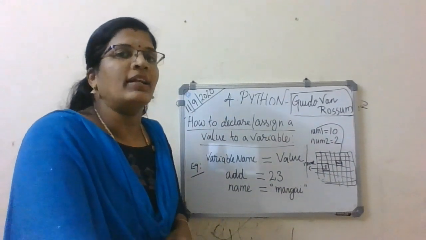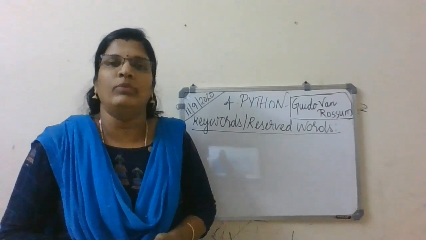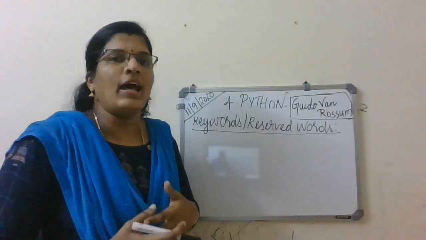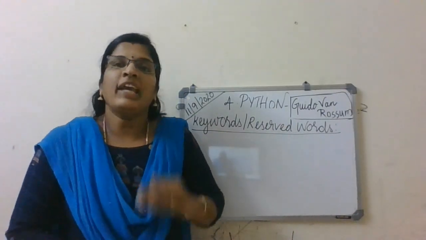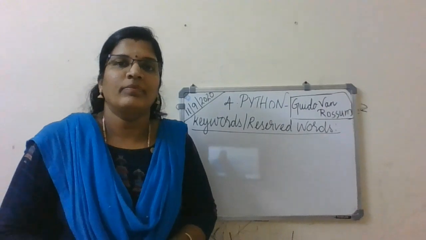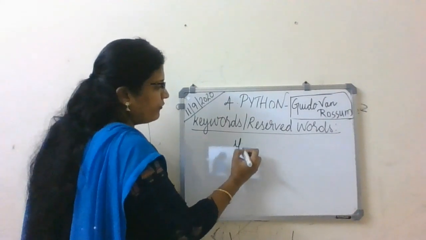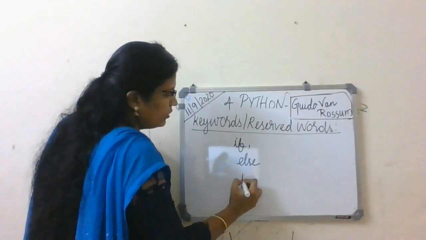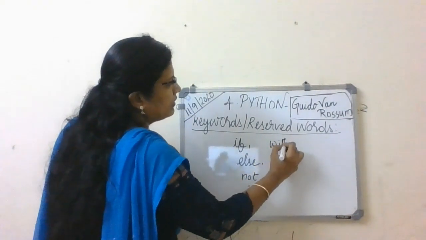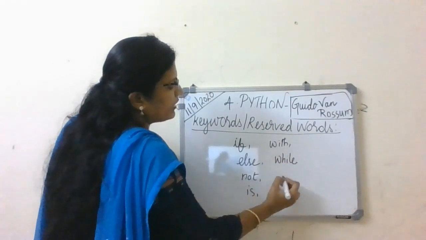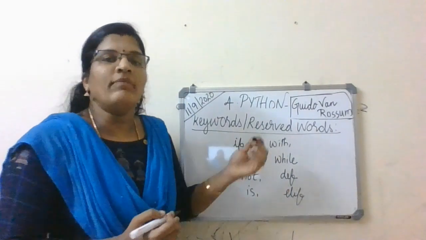Next, let's see what are reserved words or keywords. Keywords are called reserved words. Python has some reserved words which we cannot use as a variable in the program. They have a special meaning in Python. Some of them are if, else, not, with, while, def. Many are there. I have listed out very few.